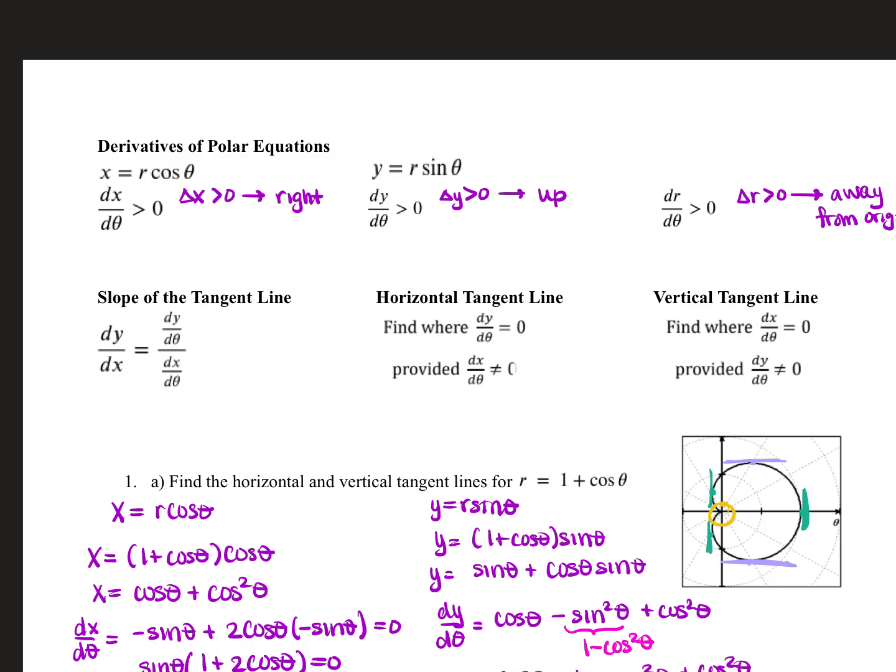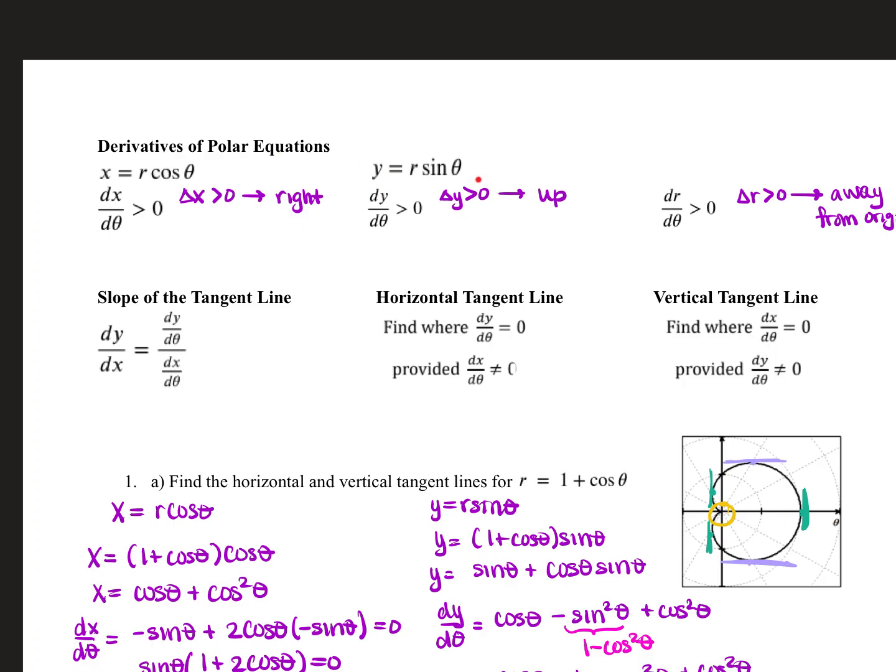So looking at x is equal to r cosine theta, if we want to take the derivative with respect to theta, if the change in x over change in theta is bigger than 0, then your function is moving to the right because that's your x direction. We can do the same thing with y.